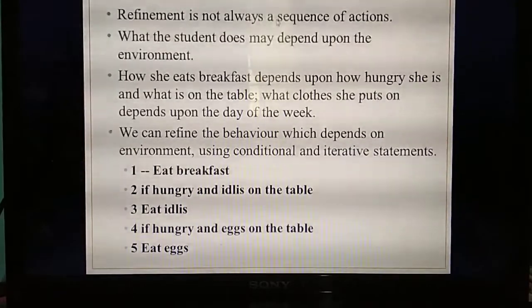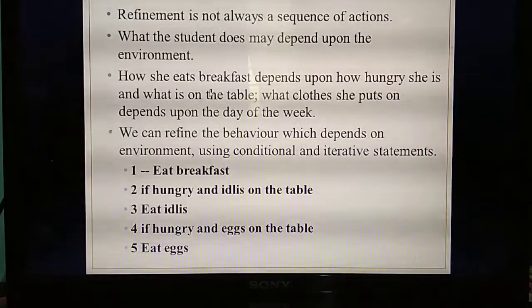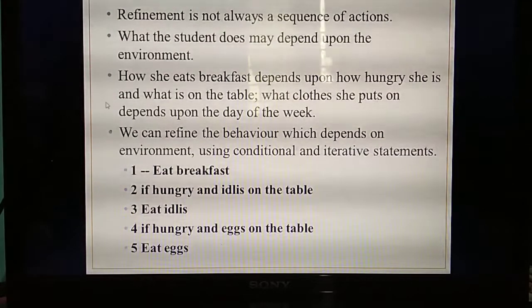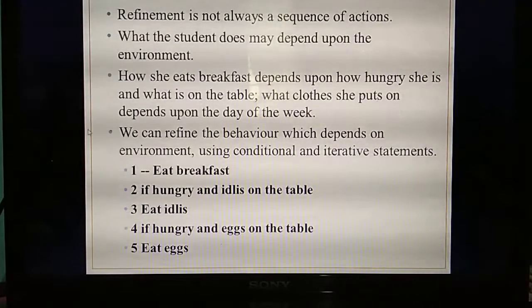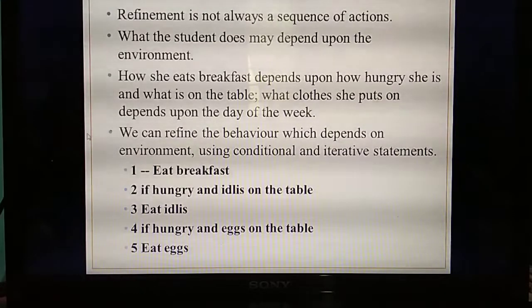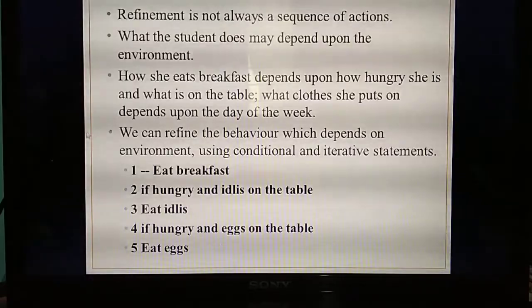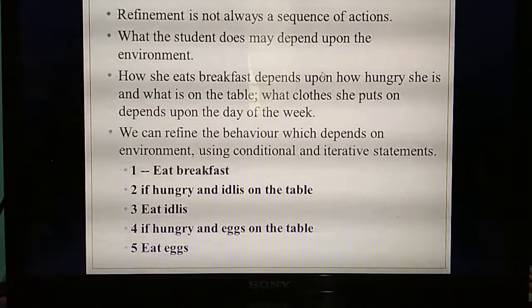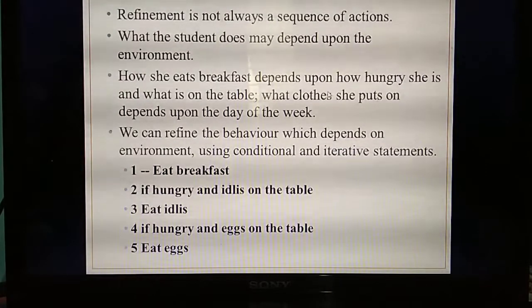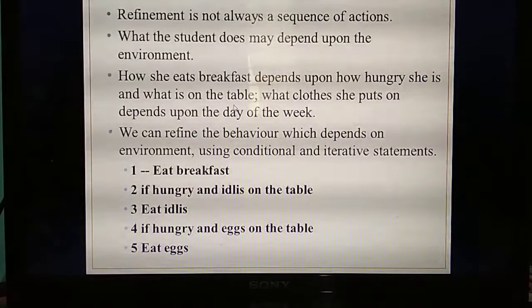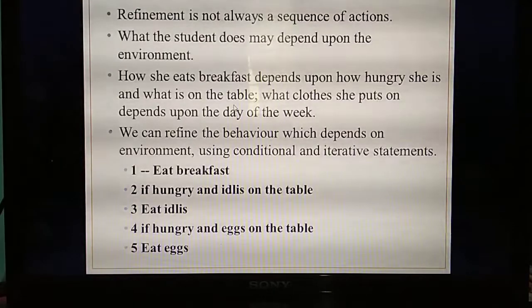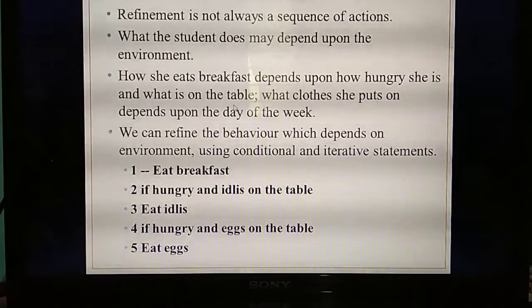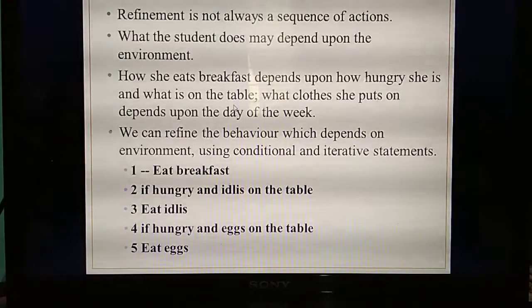So what they are telling is, first is eat breakfast, isn't it? Based on how hungry he or she is, based on that, he or she will eat. Sometimes he will eat 2 idlis, sometimes 3 or sometimes 4. If he is not feeling hungry, she will eat 1. So based on that environment, he or she will eat. Then, based on what breakfast is on the table and how hungry he is, he will eat. Understand? Based on the situation. That's the input property.